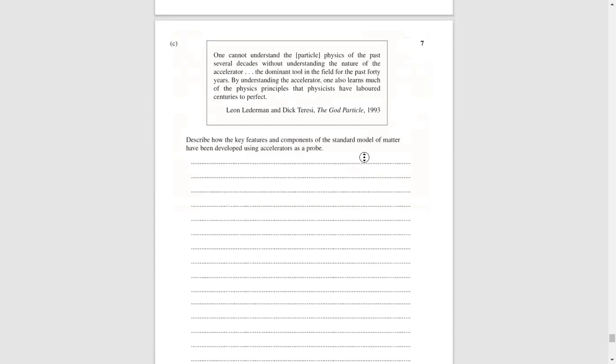Okay, so we kind of talked about this today, but describe how the key features and components of a standard model of matter have been developed using accelerators as a probe. We basically talk about how you use accelerators to collide particles together to then accelerate them to higher energies.